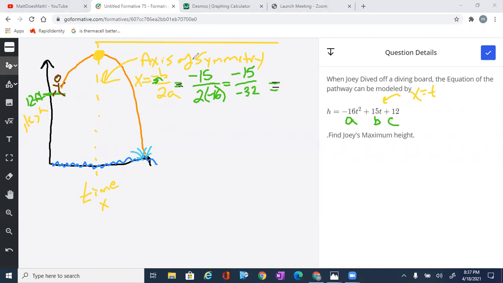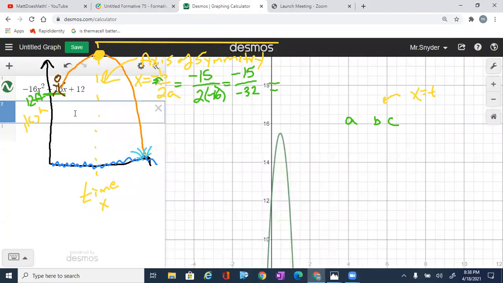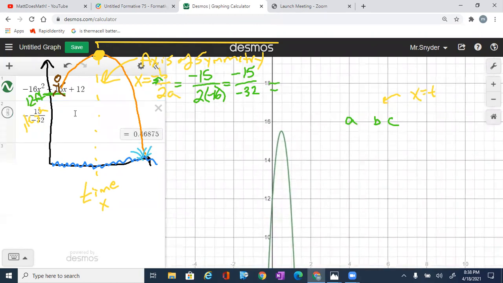Now, I'm going to be honest, I don't know that decimal by heart, so I'm going to go off to Desmos. I'm going to cheat. I'm going to use a calculator, and I'm going to simply type in negative 15 divided by negative 32. And that is going to give us 0.468. Let's go ahead and round that to 0.47.